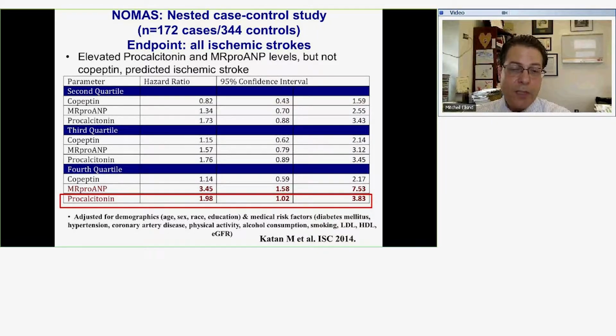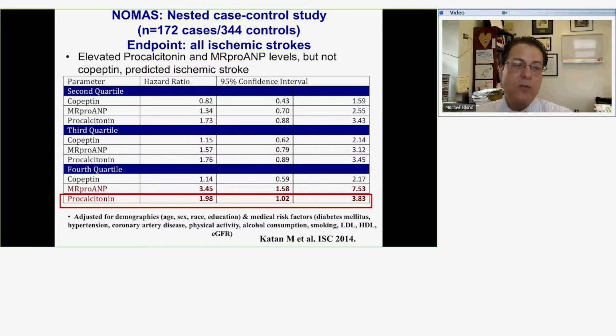But we hypothesized, or Mira hypothesized, that procalcitonin as a measure of low-grade bacterial infection might also be associated with risk of stroke. And in fact, she found that, so that those who were in the top quartile of procalcitonin level had about twice the risk of stroke as those in the lowest quartile.